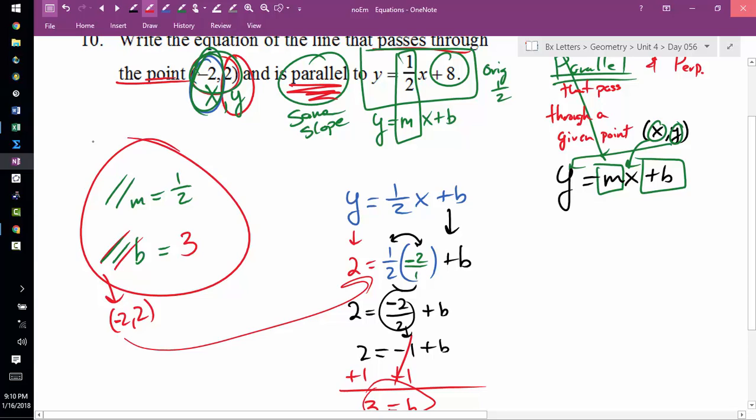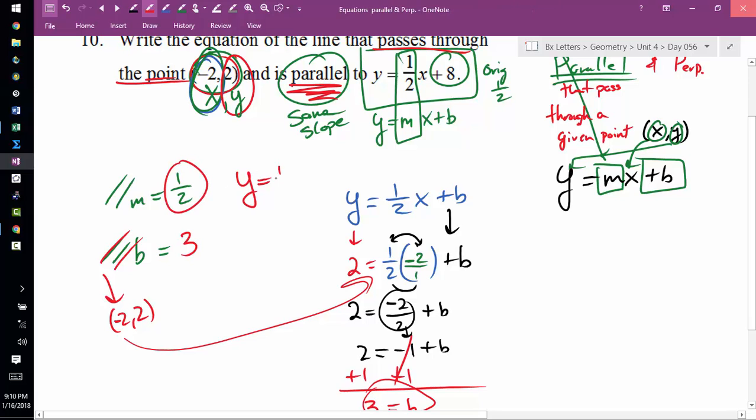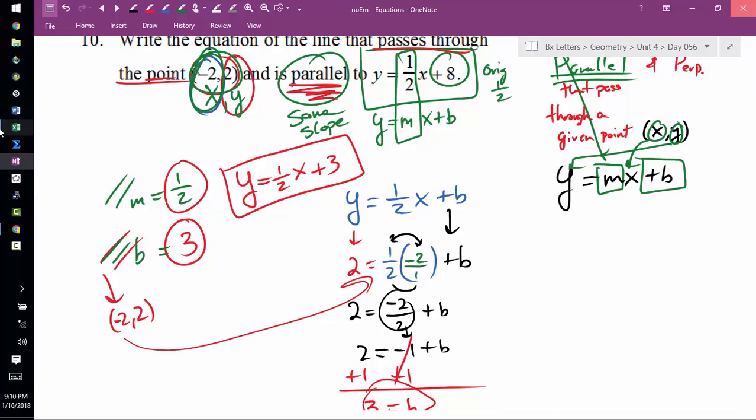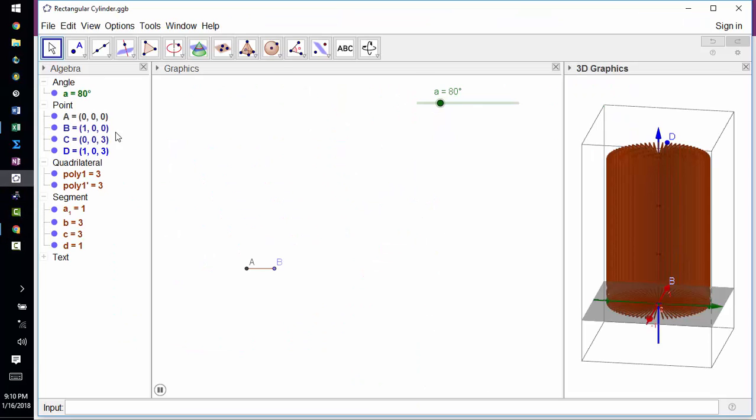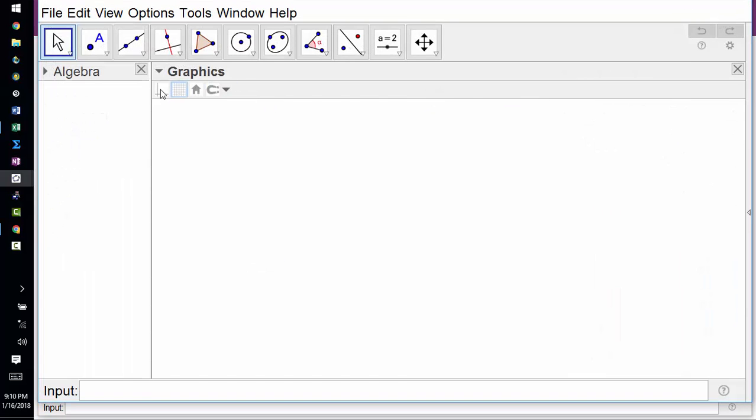So this is the information we need. We're going to write our final equation, which is y equals our slope 1/2 times x plus our y-intercept, plus 3. And that will be the line that's not only parallel to the line they gave us, but it also passes through that point, -2, 2. And if you buy that, great, you can stop. If you want to see it in GeoGebra, I can kind of do it here too.